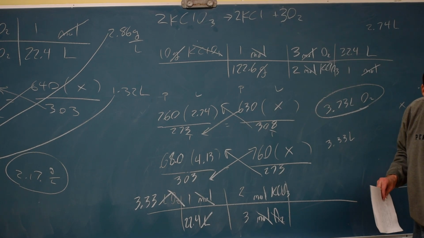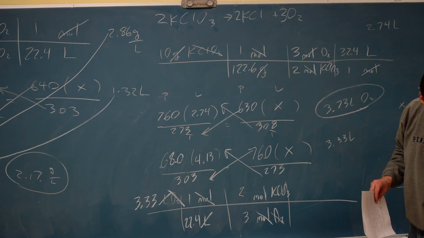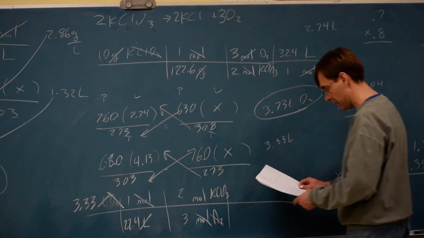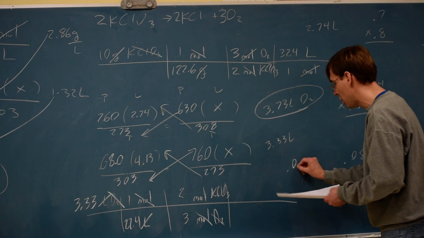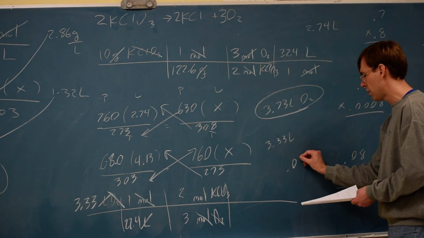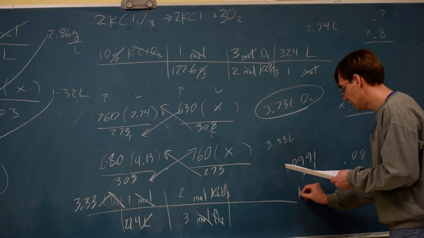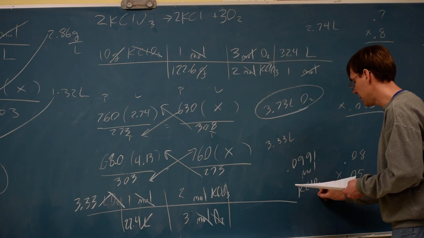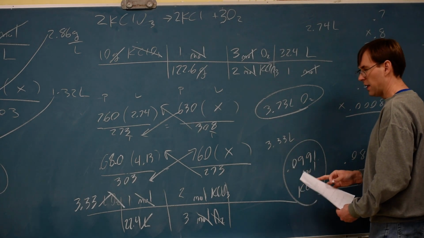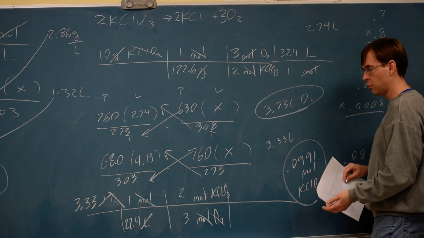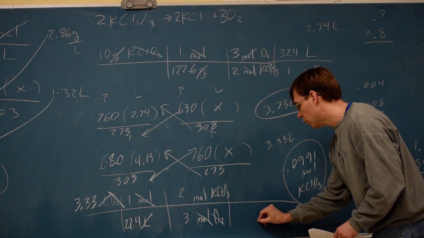They stopped one step short there. They asked us for moles, and we have moles, and we're done. We go 0.0, which doesn't count toward our 3 digits, 991 moles KClO3, boom.